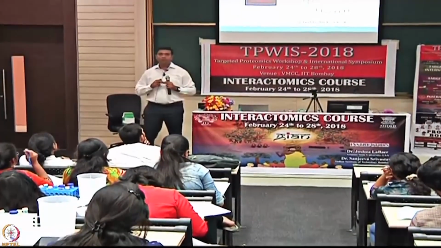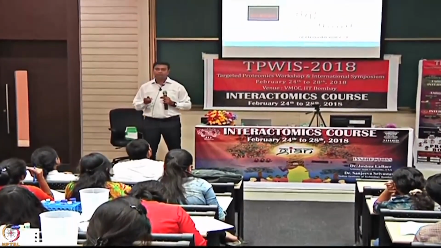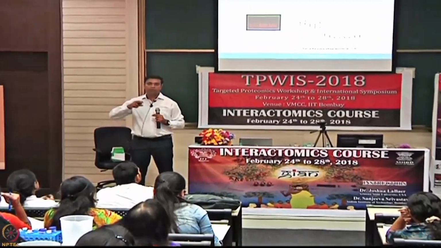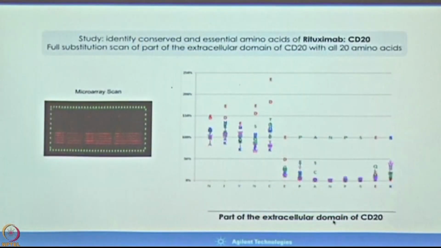What they do, they replace each amino acid by 20 amino acids, right? See, alanine is replaced by the 20 different types, right? So each amino acid of that sequence is replaced by 20 different types. You got it? That's a substitution.